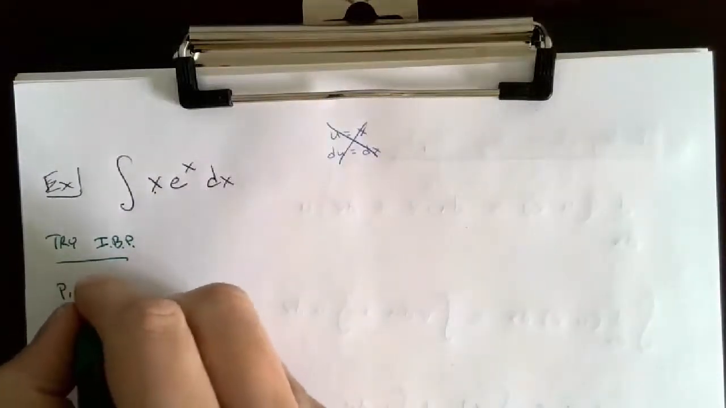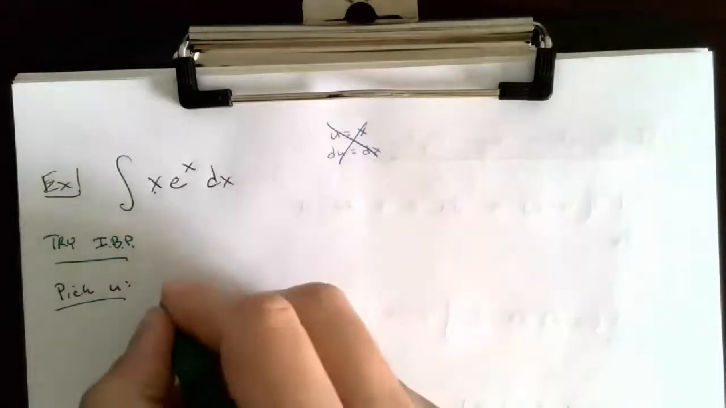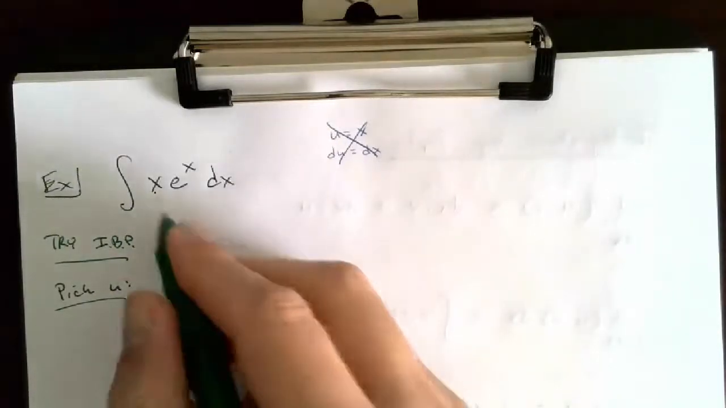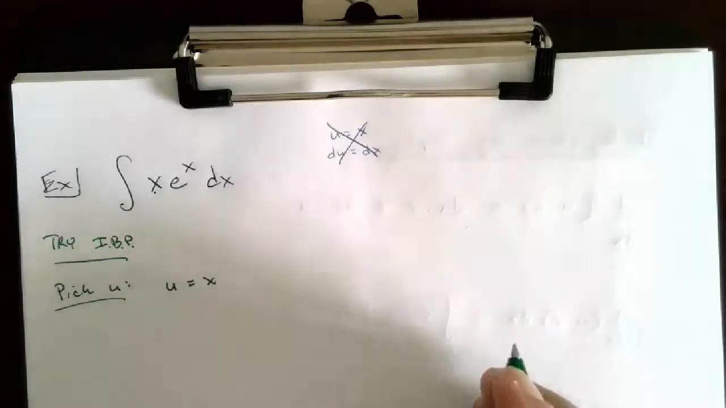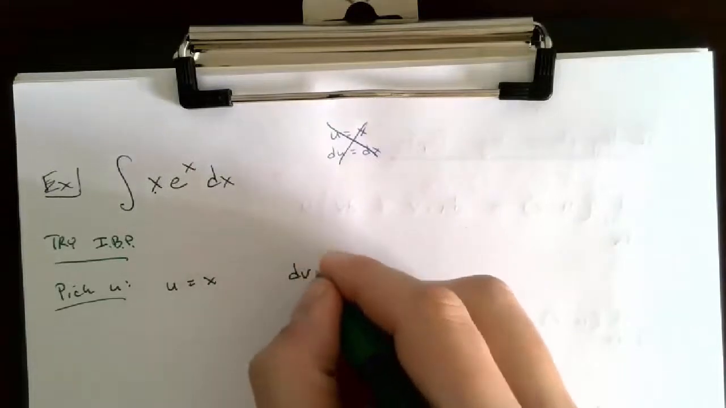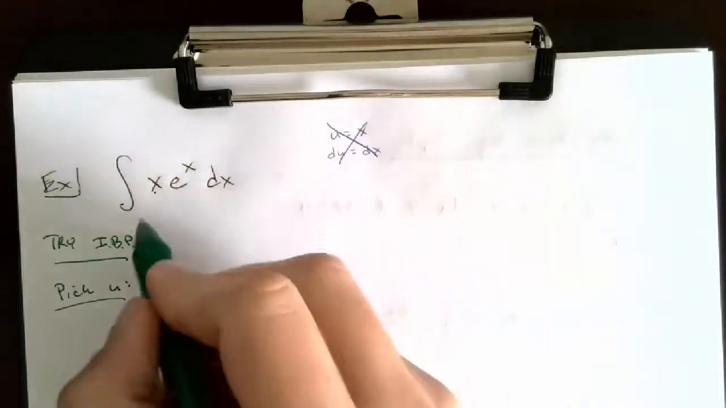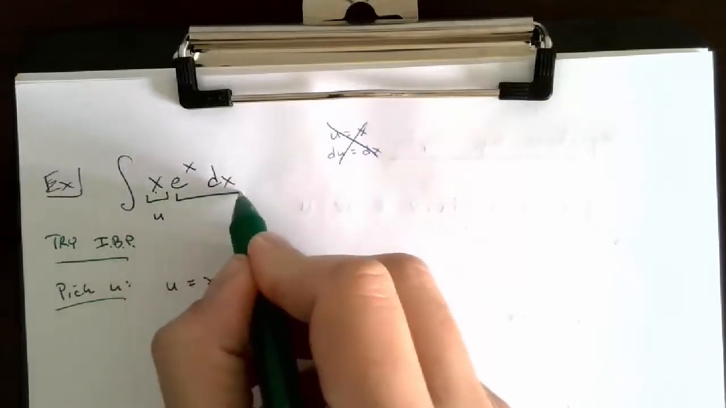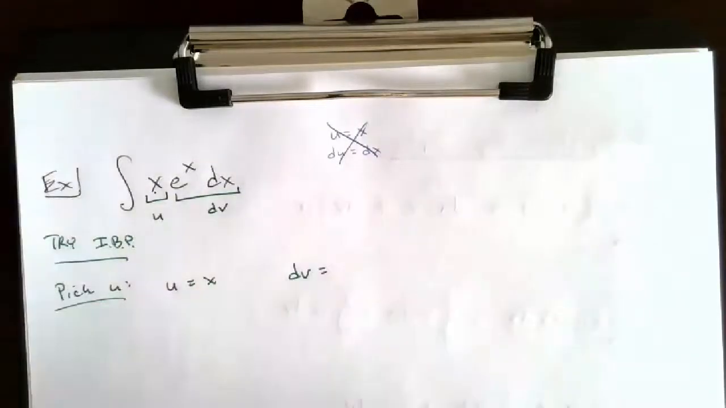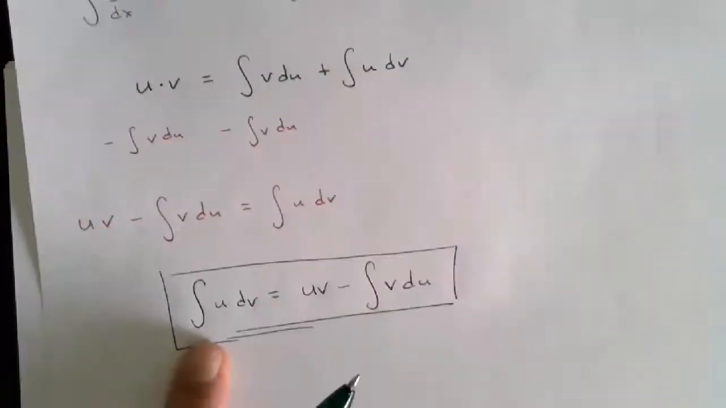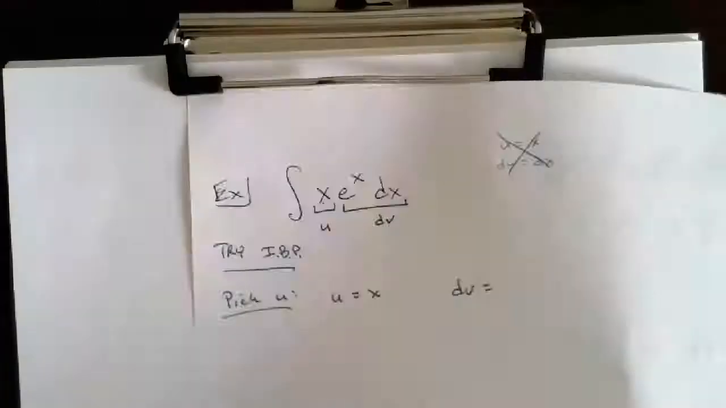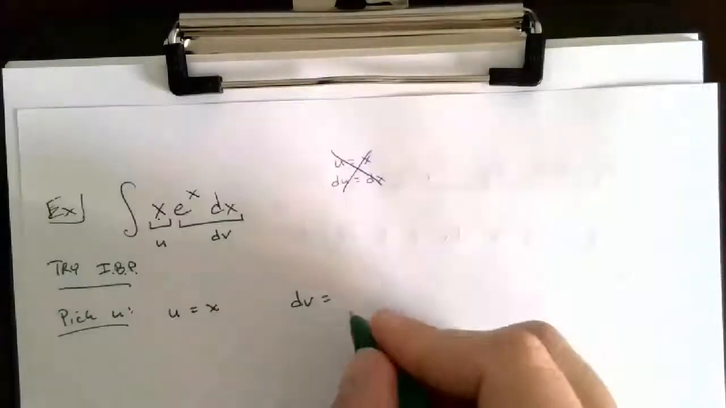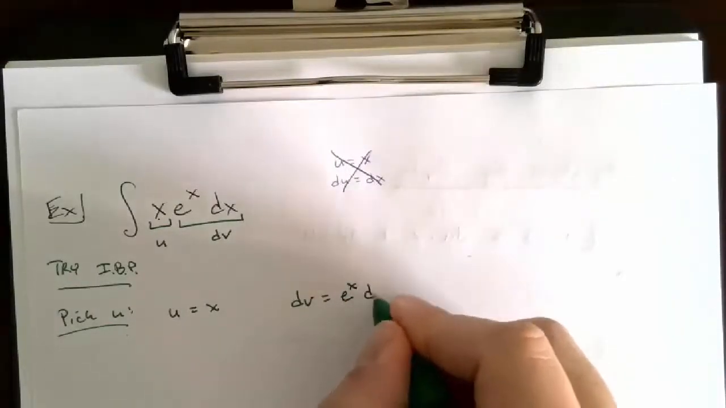And the first thing you want to do is pick u. I'm going to pick u to equal just the function x. That means that dv is everything else that I have left over. So we pick u to equal x, dv is going to be equal to everything else in here. So if I pick this part x to be u, the rest of it, including the dx, ends up being the dv. What I'm really doing is just going back to the first page, I'm trying to make it this form, the integral of u dv. So I'm picking u, the rest of it has to be dv, including the part that has the dx in it. So dv is going to equal e to the x dx.